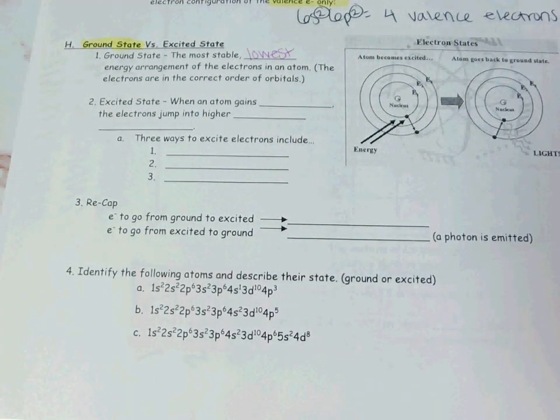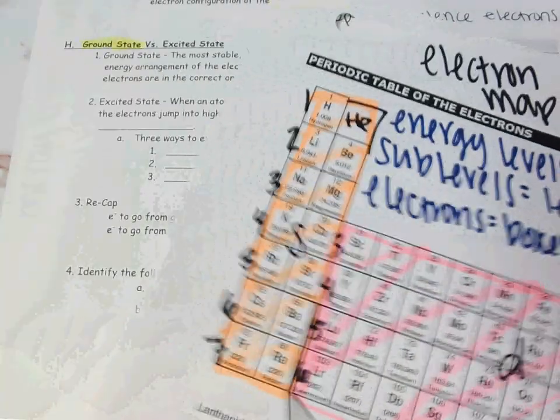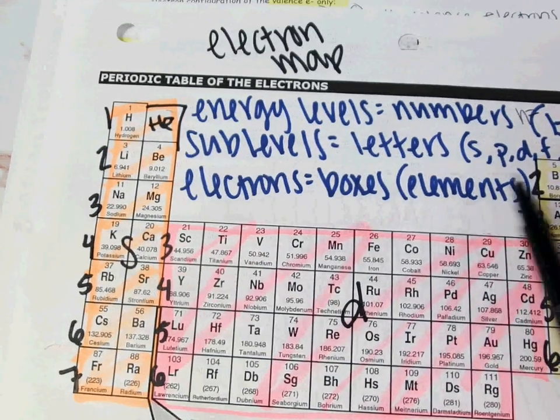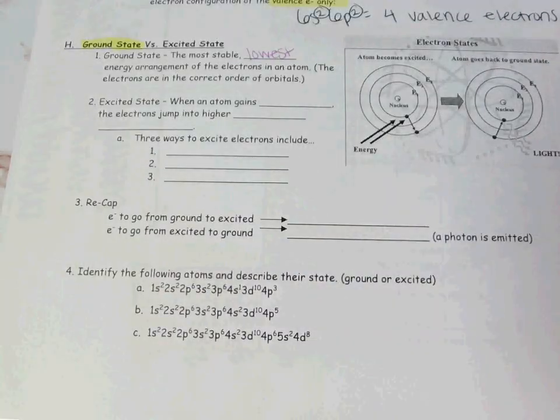So the electrons are in the correct order of orbitals, meaning they started at energy level 1s and then went to 2s and then 2p and then 3s and 3p and so on. And that follows the rule of filling up the lower energy levels before moving on to higher ones.